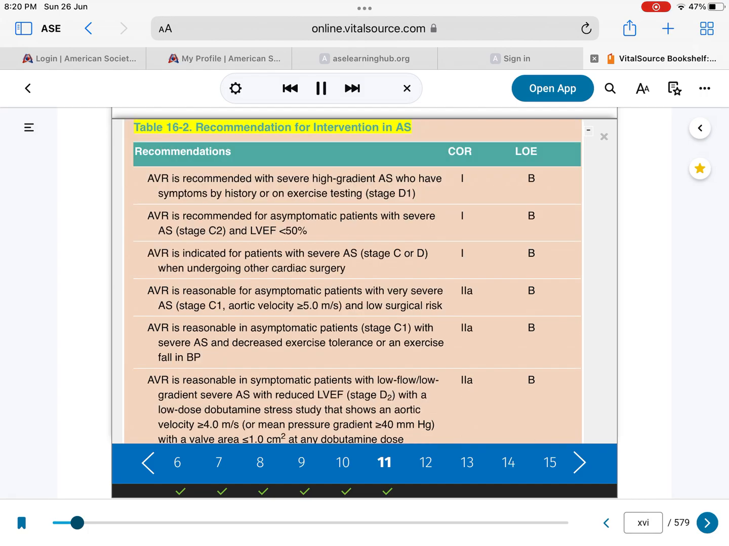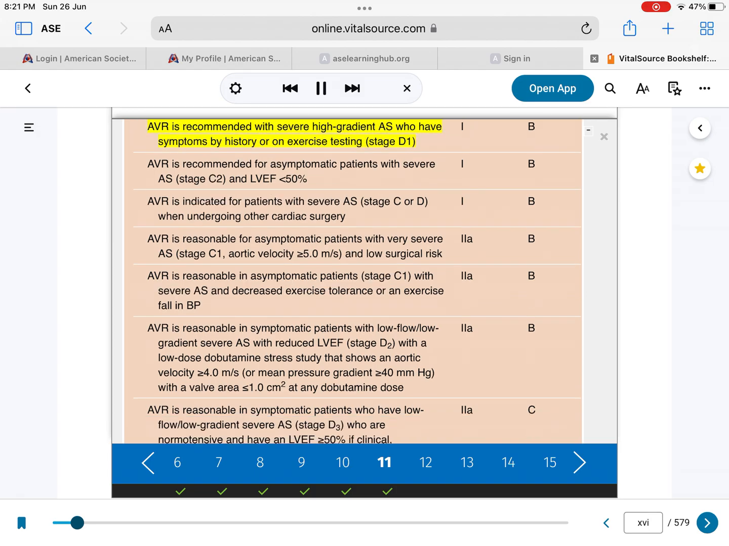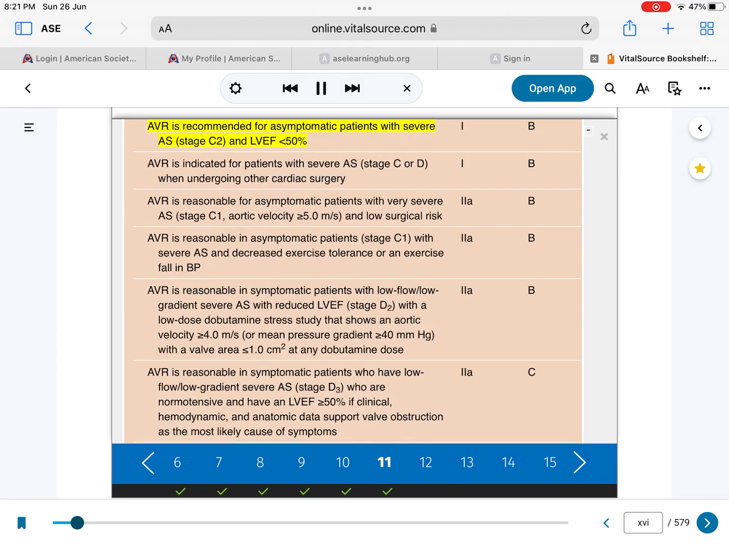Table 16.2. Recommendation for intervention in AS. Recommendations, COR, LOE. AVR is recommended with severe high-gradient AS who have symptoms by history or on exercise testing. Stage D1. Class I, Level B. AVR is recommended for asymptomatic patients with severe AS, Stage C2 and LVEF <50%.